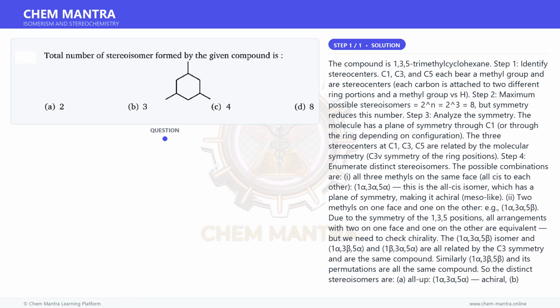So total distinct stereoisomers: the all-same-face cis isomer, achiral, and the 2 up 1 down isomer, achiral, equal 2 stereoisomers total. The all-cis, all on the same face, is one compound, and the 1,3-cis, 5-trans, 2 on one face, 1 on the other, is another compound. Both are achiral due to internal planes of symmetry. Thus total stereoisomers is equal to 2.